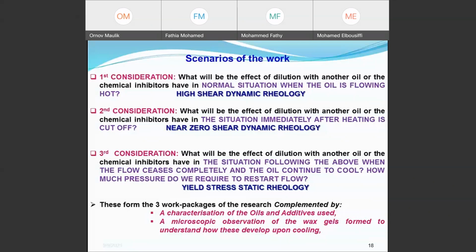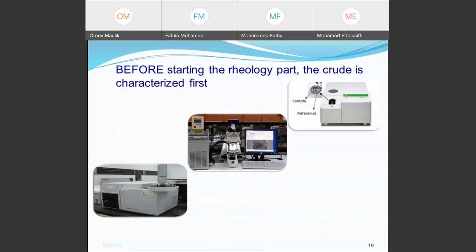So these form the three work packages of the research, complemented by, first, we have to characterize the oil and the additives used, and then also microscopic observation to see the gel formed, to understand how it develops upon cooling. So before starting the rheology lab, the crude is characterized first. Here we use DSC, differential scanning calorimetry.